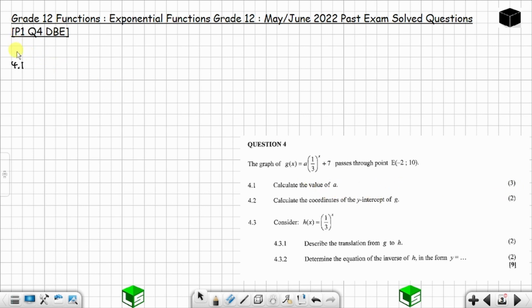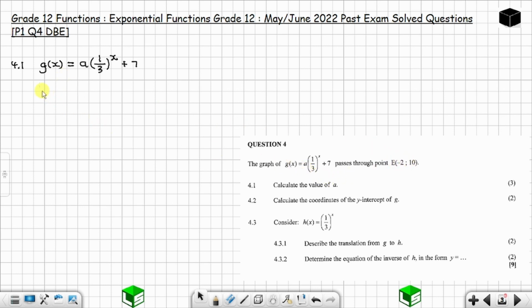Okay, so this is g of x that you are given. g of x is equal to this. Now you need to find the value of a. To find the value of a, we are going to use a point on the graph. Point E is on the graph of g, because the question says the graph of g of x passes through point E. So we are going to use this point to calculate a.